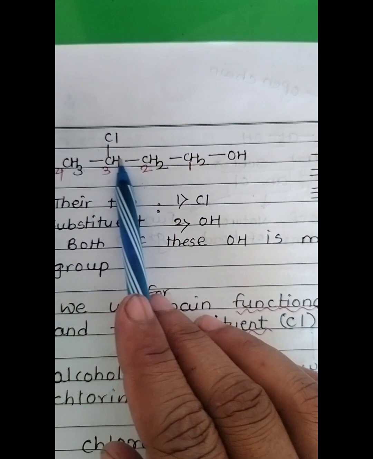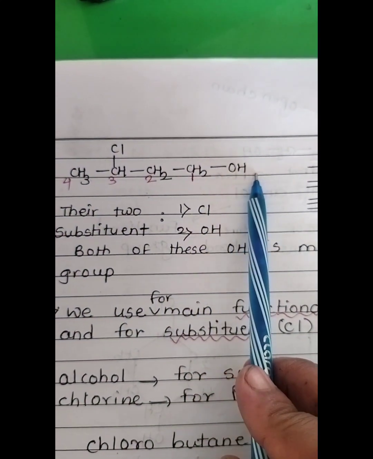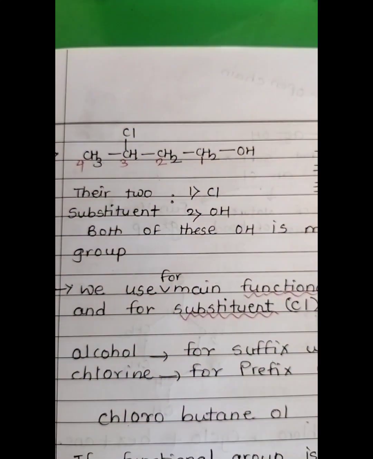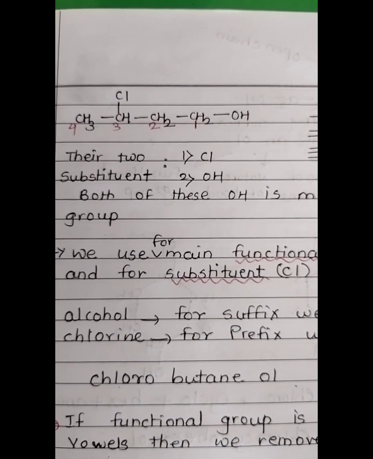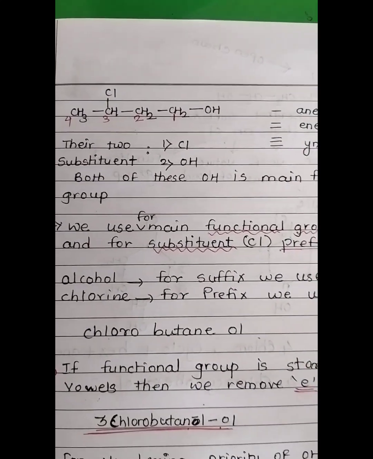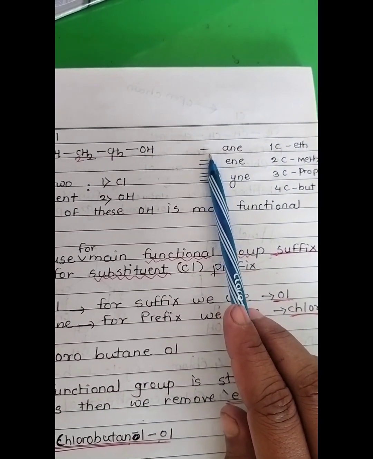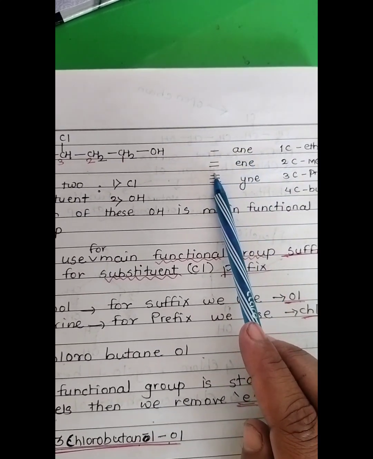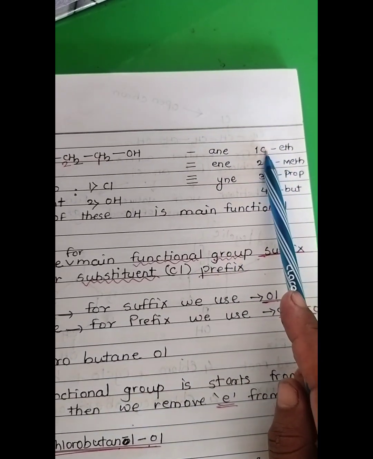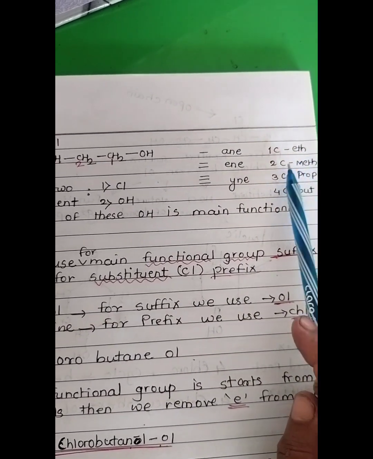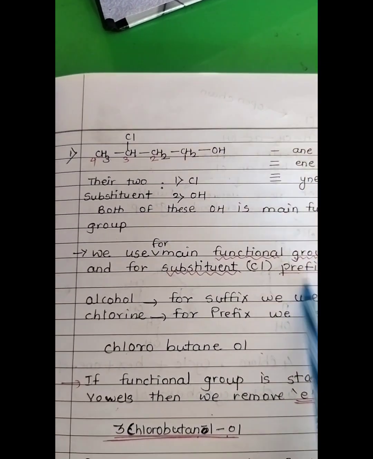So we name first this compound, CH3CHClCH2CH2OH. There are two substituents. One is the chlorine and another is OH. Of these, OH is the main functional group. We know all these things. Carbon-carbon single bond is ANE, carbon-carbon double bond ENE, carbon-carbon triple bond YNE. One carbon is meth, two carbon eth, three carbon pro, four carbon but.